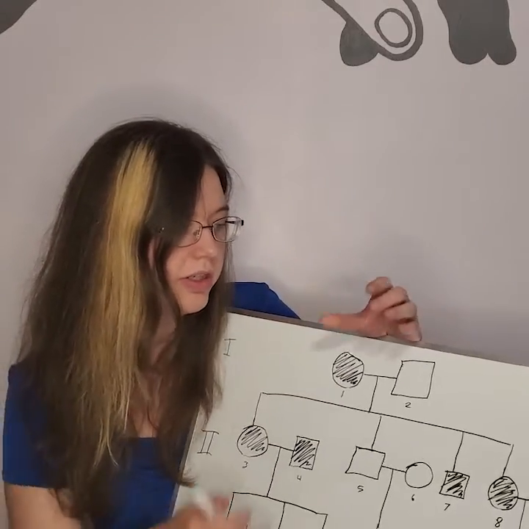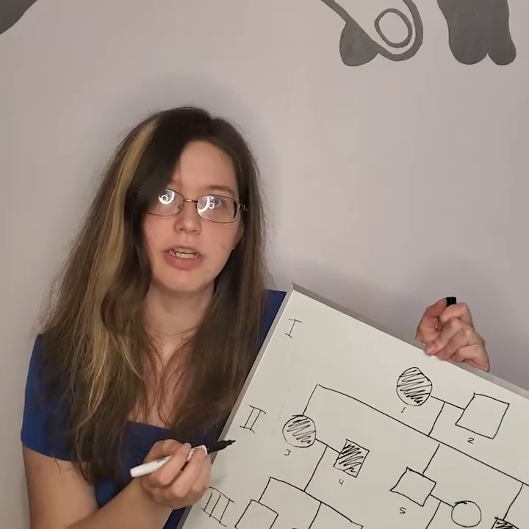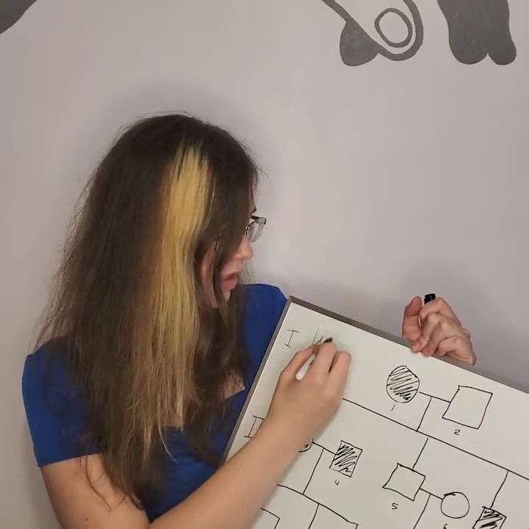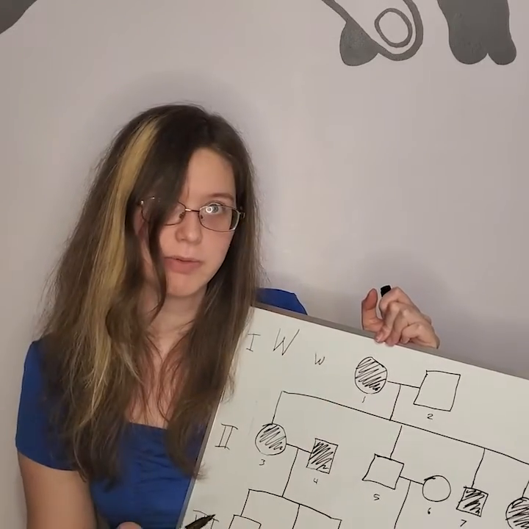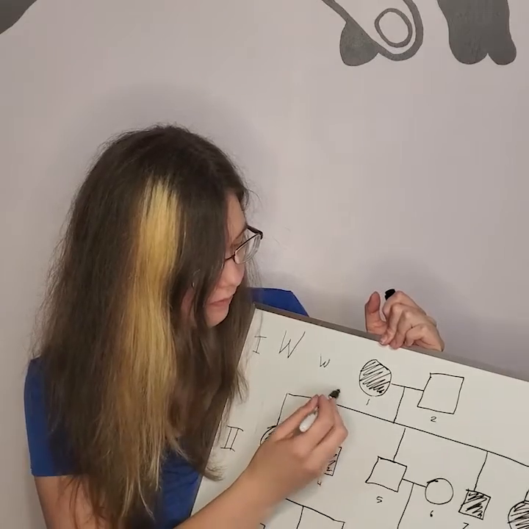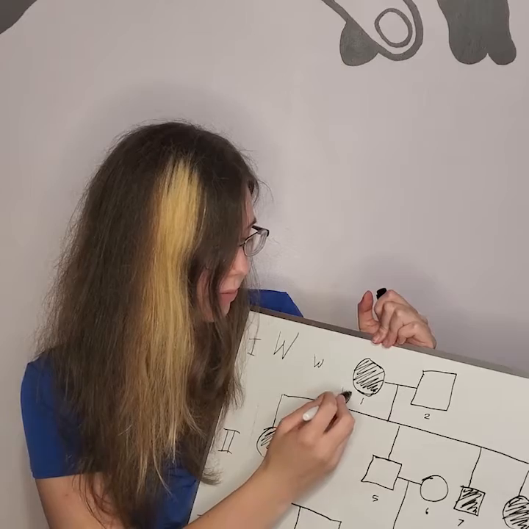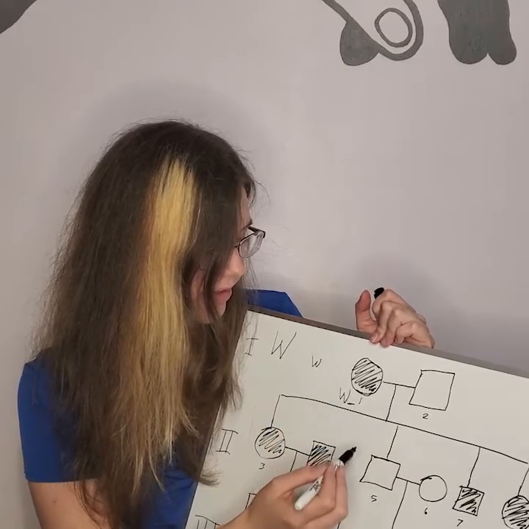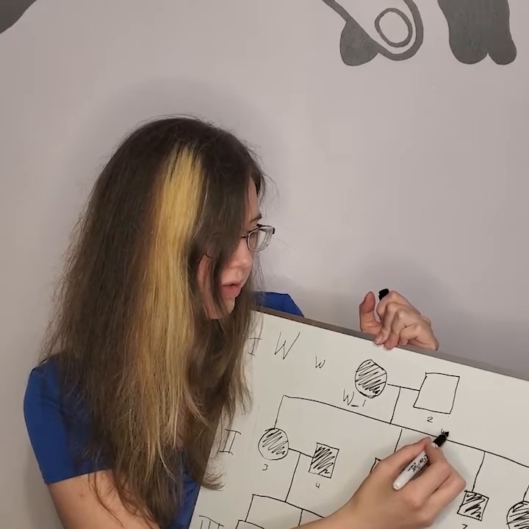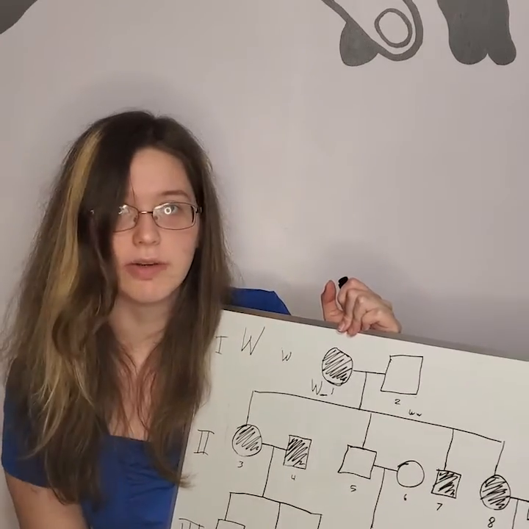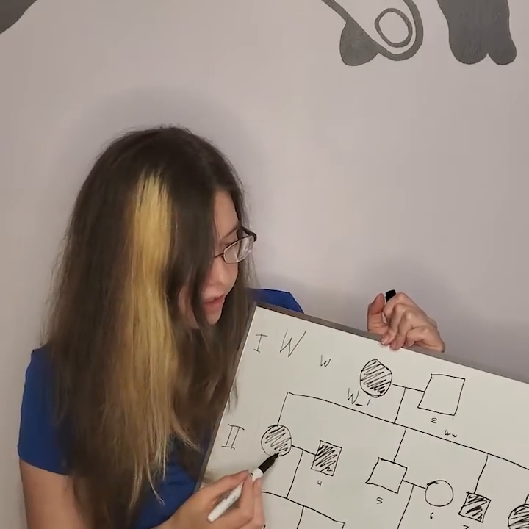We know that widow's peak is a dominant trait. So widow's peak is a capital W. Not a widow's peak is a little w. So this one has to have at least 1 capital W. And we don't know what that is. This one has to have 2 little w's. Okay? Because there's no widow's peak there. This one.